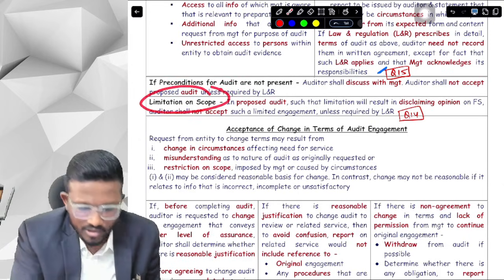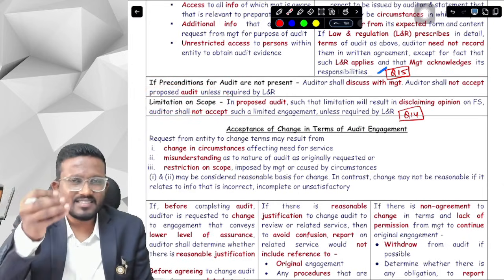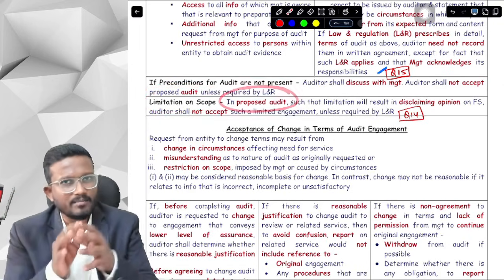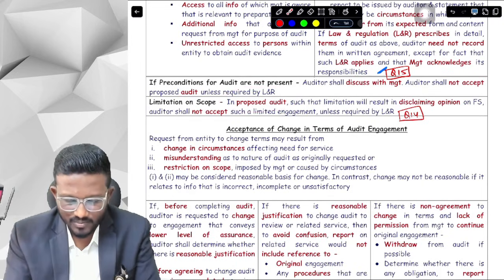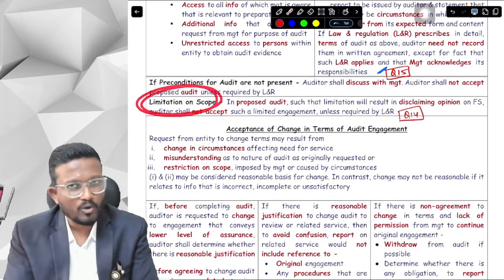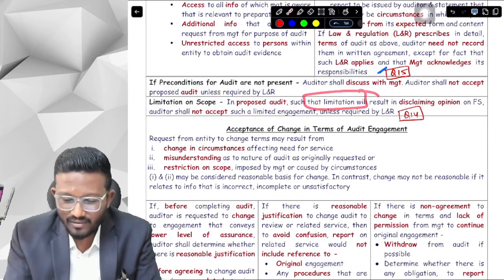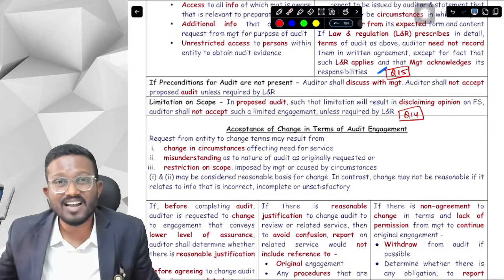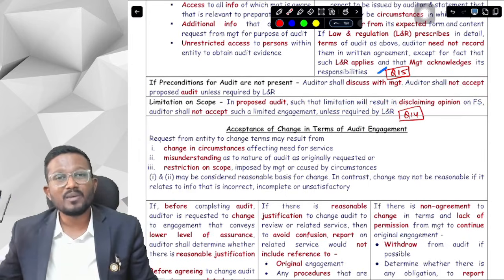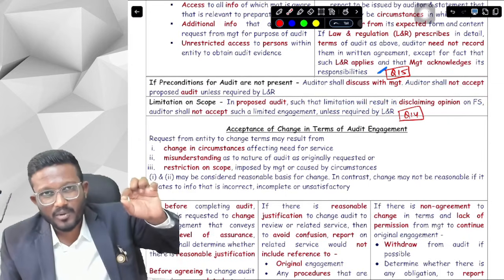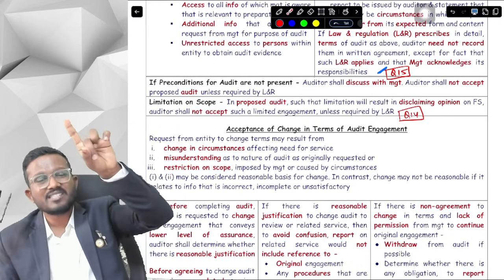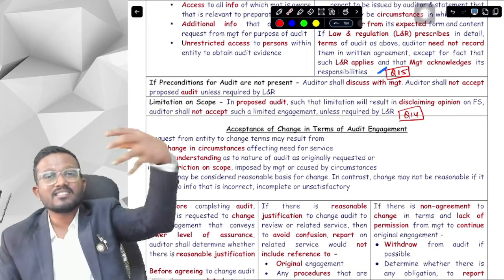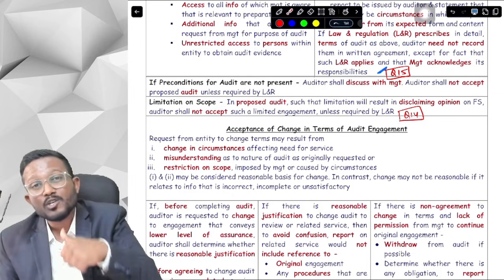Second, limitation on scope. Suppose the client says that they will put a limitation on my audit. I have not accepted the audit as of now, but in the proposed audit engagement, there is a limitation on scope imposed by the client, and such limitation is such that it will result in disclaiming the opinion on the financial statements. What does a disclaimer of opinion mean, sir? I have already discussed it in the basic class. Disclaimer of opinion means that we have not obtained sufficient and appropriate audit evidence, and the effect of the possible misstatement is both material and pervasive, that is, spread across the financial statements as a whole. So I will have to issue a disclaimer of opinion.